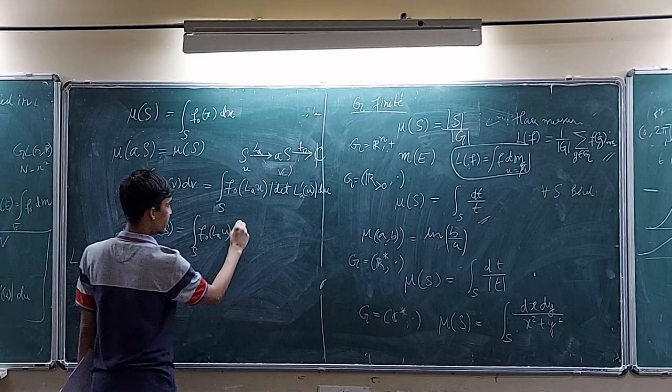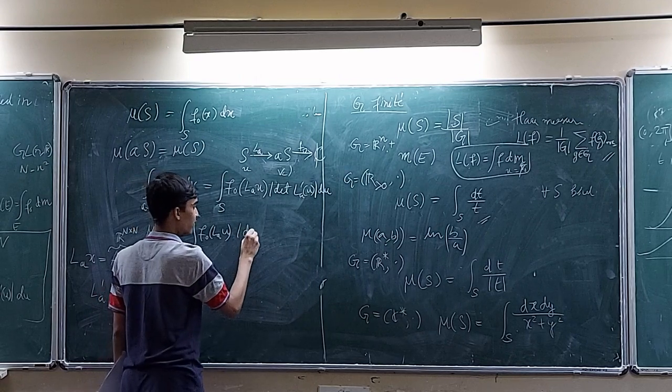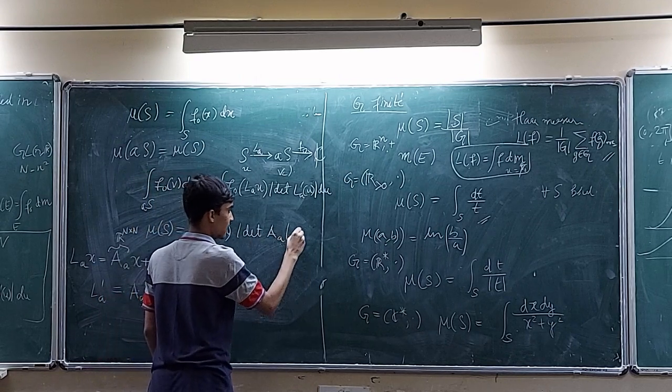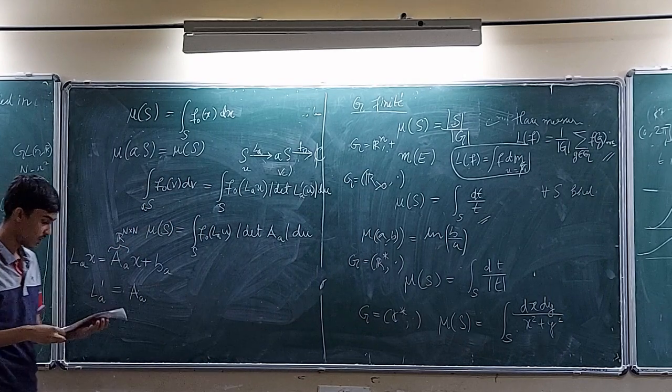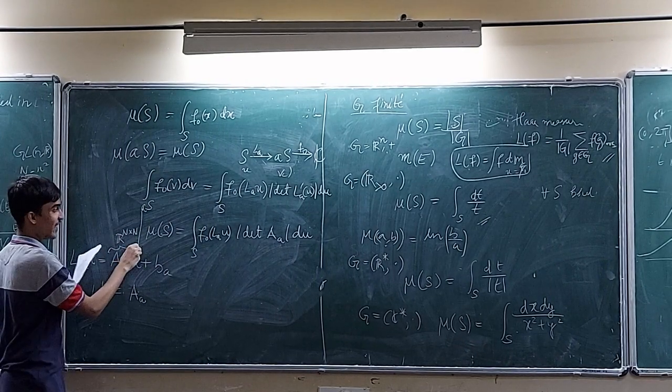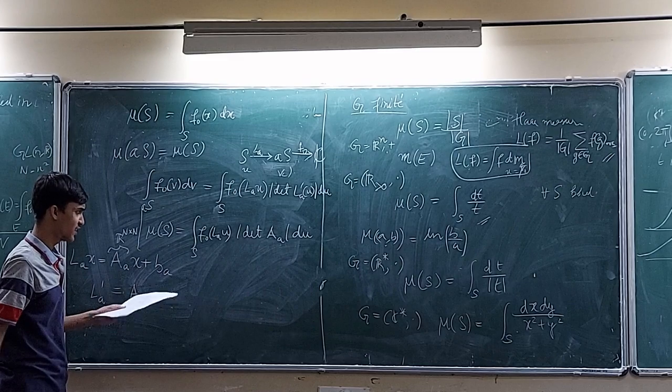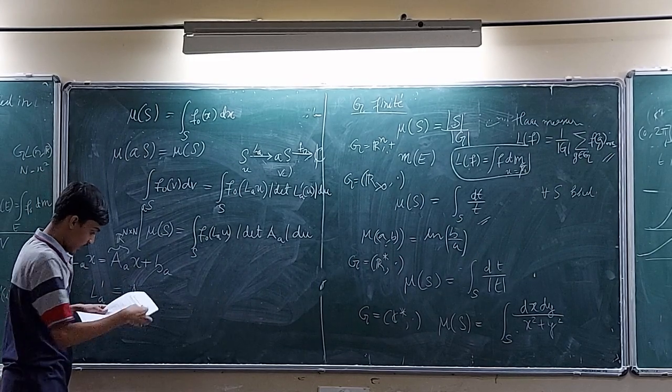So what do we have? So that's just determinant of A. Right? So I want to take f naught such that this happens.